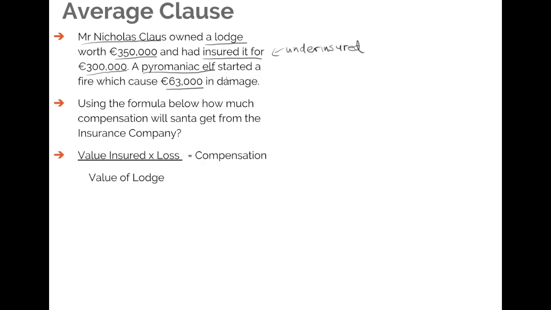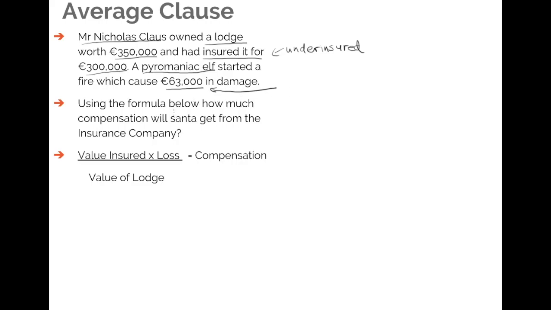So what we're going to look at is how much actual money the insurance company is going to give him. Because he didn't insure the property properly, he won't get the full amount back in damage.